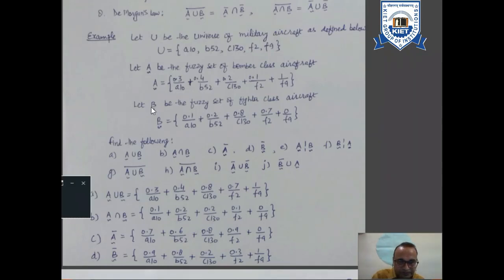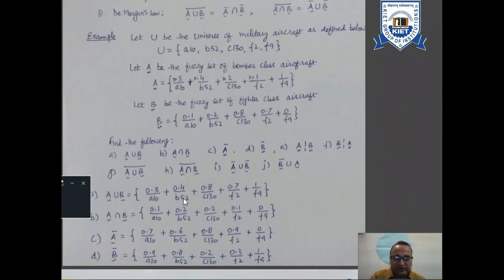So here you see, when we are making the union of A and B, A10, B52, C130, F2 and F9 all will be available in the union set. But with what membership value? Membership value will be the maximum value among the given fuzzy sets. Now see here, A10 is having 0.3 membership value in fuzzy set A. A10 is having membership value 0.1 in fuzzy set B. So the bigger membership value is 0.3. So in the union, we will make the 0.3 membership value of the A10 aircraft.